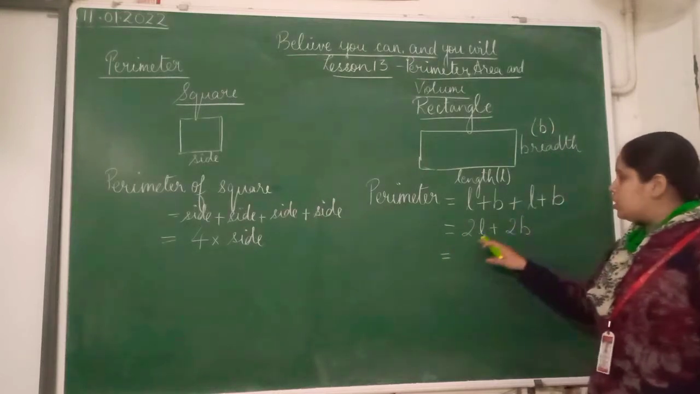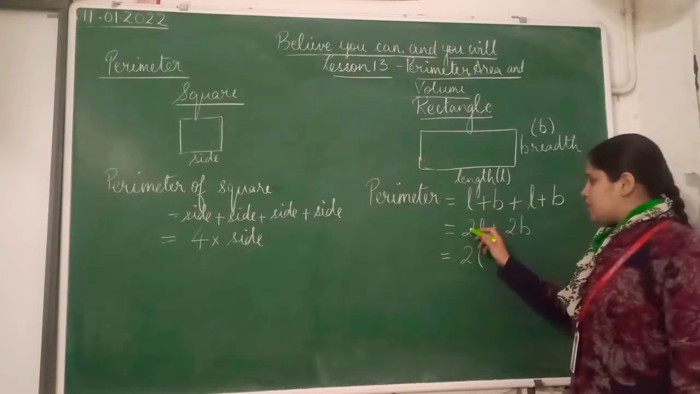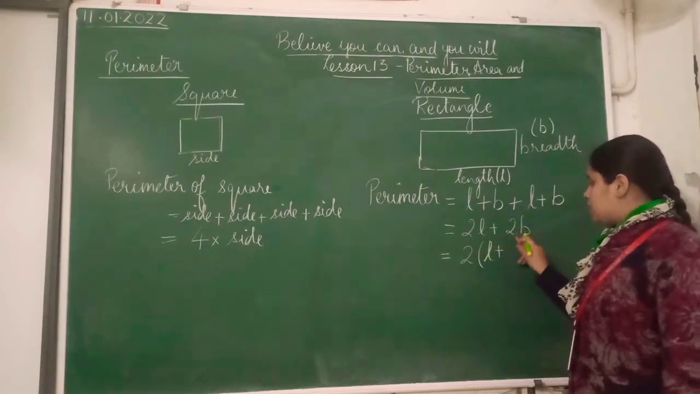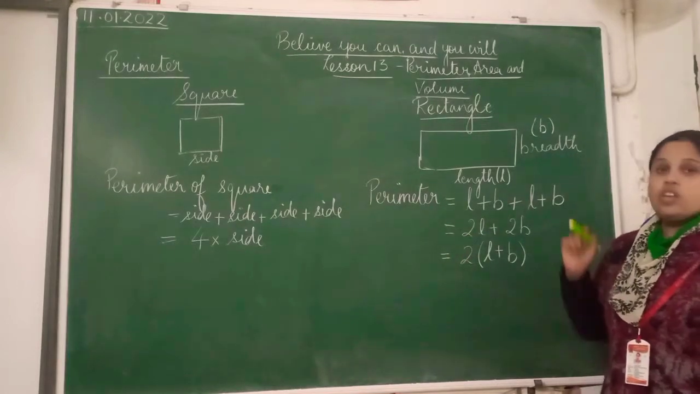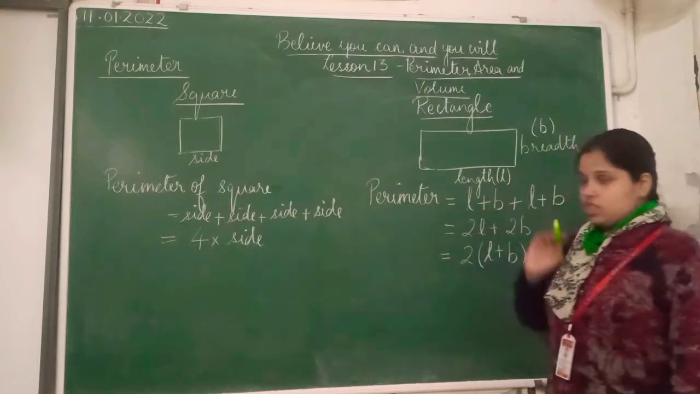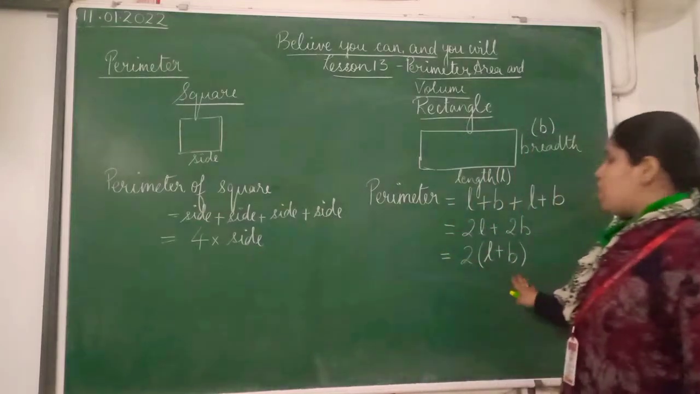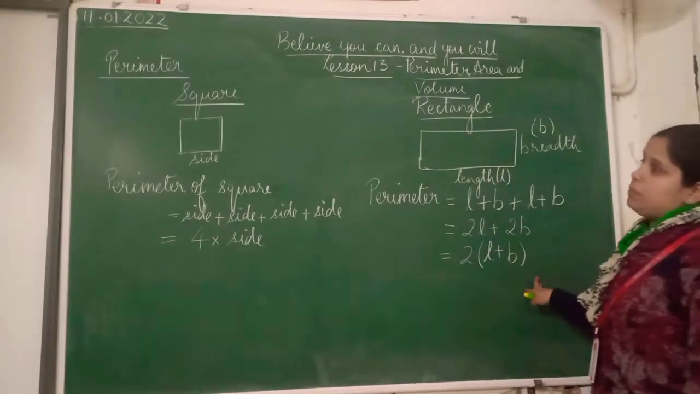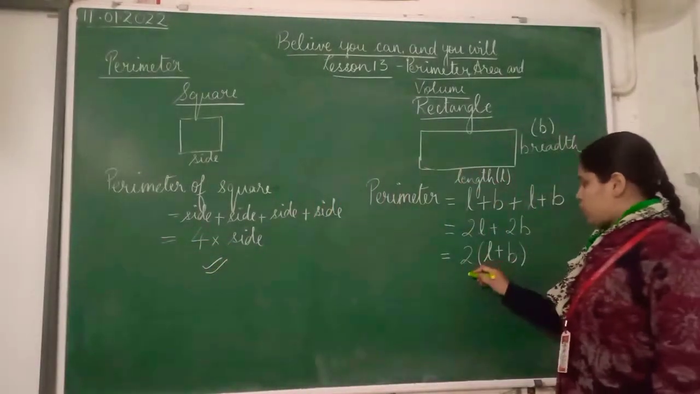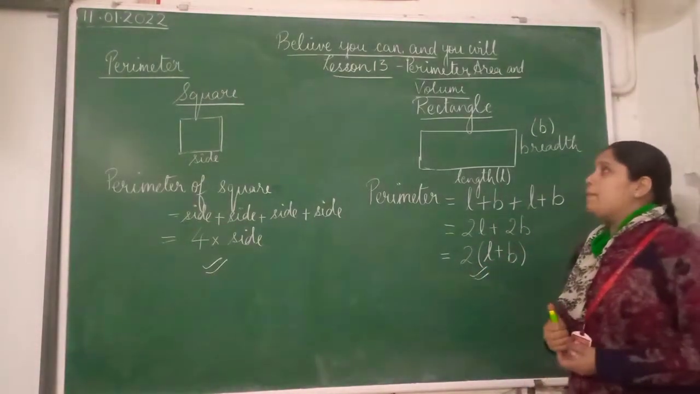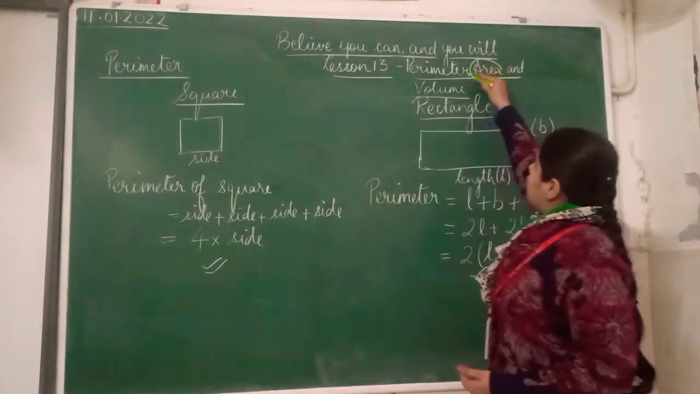Children, 2 is common to both the terms. So here we are taking 2 as common. What are we left with? The 2 is outside, then what is left? L, and this 2 is also out. What is left? B. So this is the perimeter of rectangle. So when we derived the formula of perimeter of rectangle and perimeter of square, we got these formulas. So now to find out the perimeter of square and rectangle, we would be using this formula for square and this formula for rectangle. Now we will be talking about the next term, area.